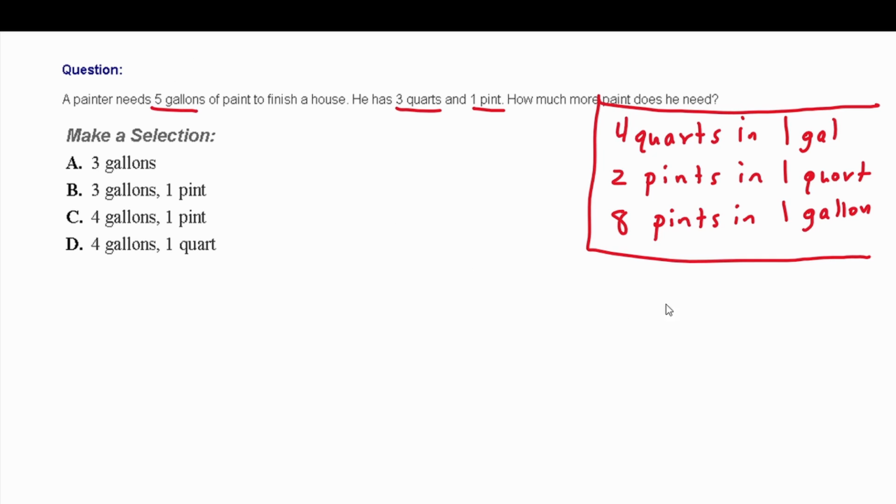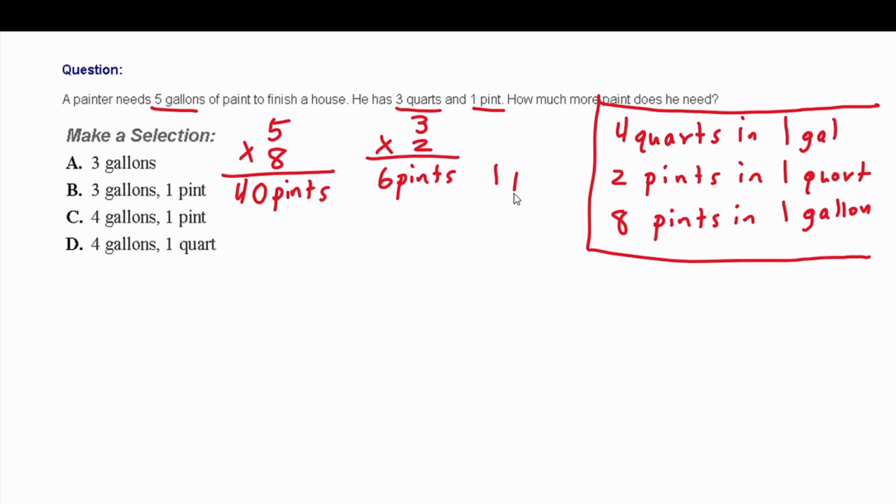Okay, we have 5 gallons. There are 8 pints in a gallon, which means there are 5 times 8 pints in 5 gallons, which is 40. So 5 gallons is the same as 40 pints. Again, we know right here there are 2 pints per 1 quart. We have 3 quarts, so that's 3 times 2, or 6 pints in these 3 quarts. And then finally, we're told that we have 1 pint, so we don't have to make a conversion there.